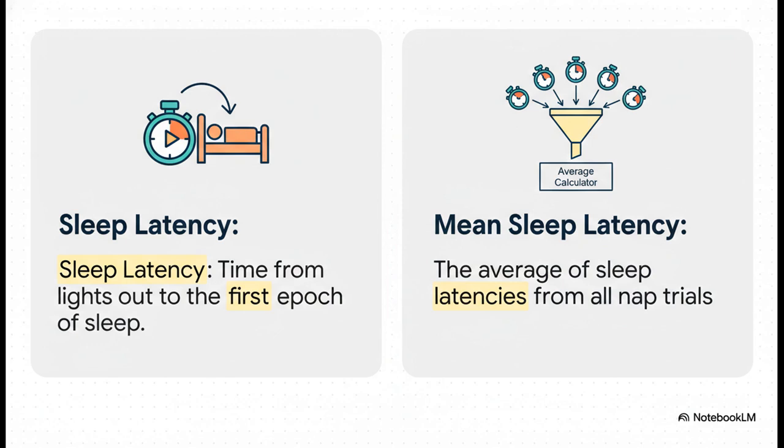First, sleep latency. That's just how long it takes the patient to fall asleep in one nap. Simple enough, right? Then we have the mean sleep latency, or MSL. Now that's the big one. We get this by averaging the sleep latencies from all the nap trials. This final number is a major piece of the diagnostic puzzle.